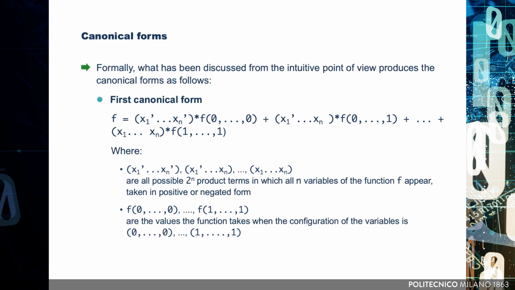As shown in this slide, the first canonical form of a function with n variables is the sum of 2 to the power of n terms, obtained as follows. The first term is obtained by multiplying the product term formed by all the variables of the function taken in their negated form by the value of the function for the input combination consisting of all zeros.